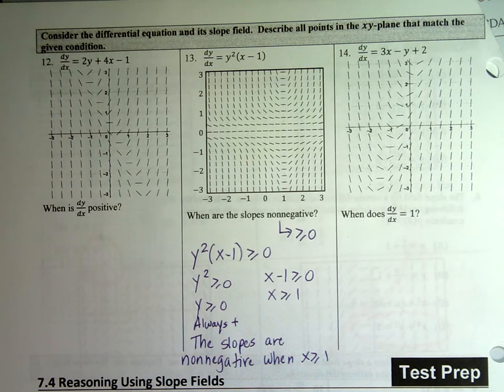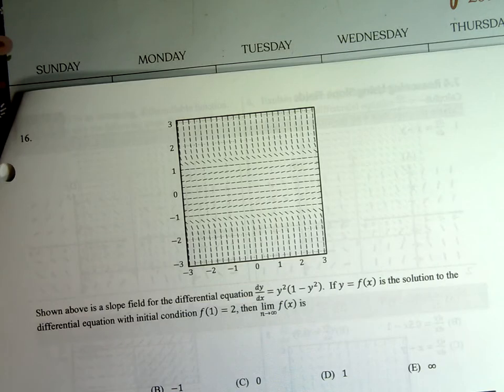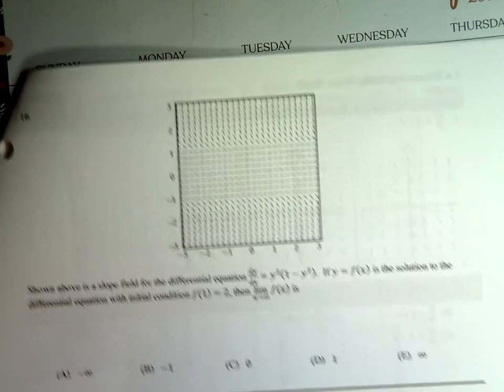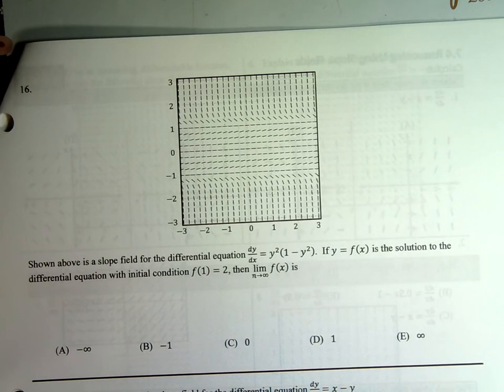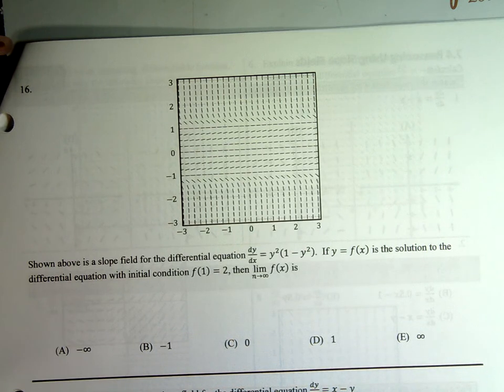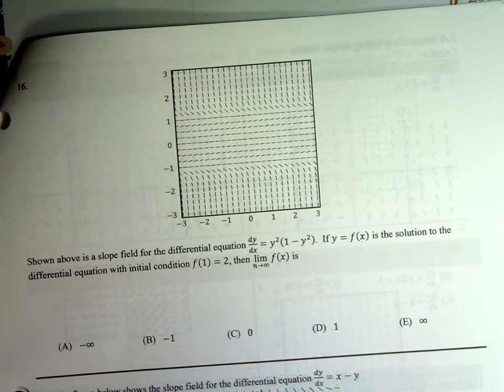All right, here comes really the last one, number 16. There was something about this I thought might throw you off. 16 says, shown above is a slope field for the differential equation, kind of like the one we just did. If y equals f of x is a solution to the differential equation with the initial condition of 1, 2, then the limit, holy moly, what are they talking about, as x approaches infinity for the function is, and you're like, limits, we talked about eons ago. Why are they bringing up limits again?